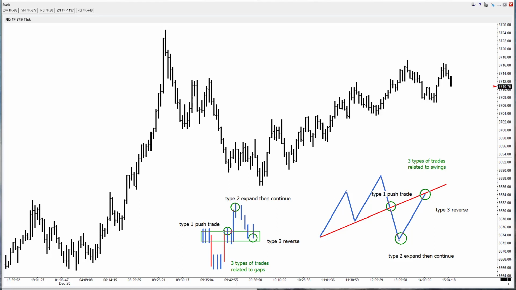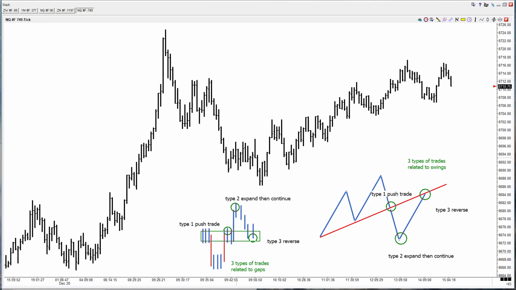All right, welcome back. Recently in our sessions, we were talking about some of the principles that govern everything we do, and we were looking at this Friday's NASDAQ tick chart. So I thought I'd do a little bit on the three types of trades here, which can be applied to anything. You see here we can relate the three types of trade options related to gaps. Here's the three types of trade options related to swings.